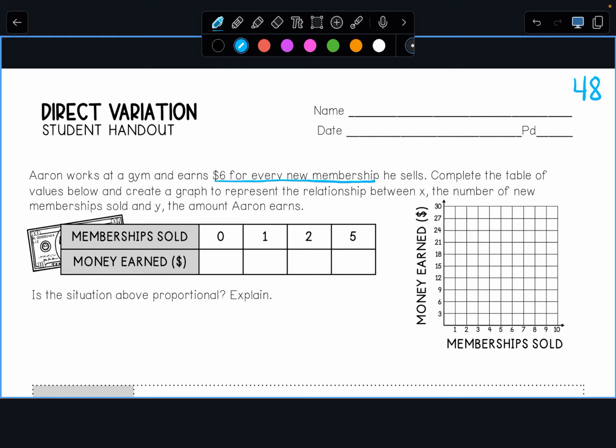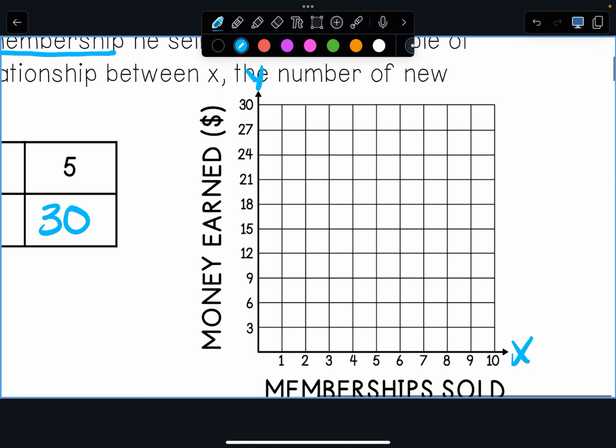If he doesn't sell any memberships, he gets $0. But for one membership, he gets 6. For 2, he gets 12. For 5, he gets 30. 5 times 6 is 30, right? We plot these points on our graph, which is 0, 0, 1, 6, 2, 12, and then 5, 30, all the way over here. Okay. We graph our line.